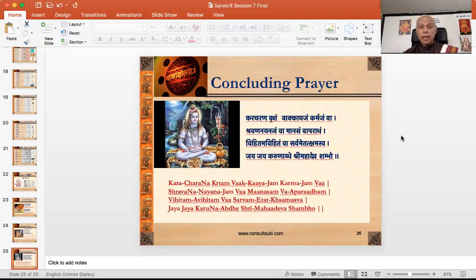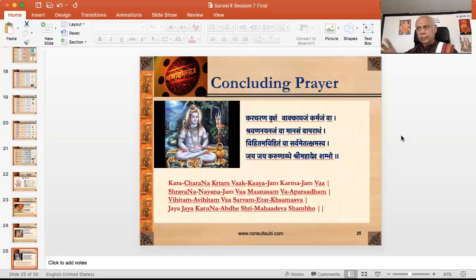Who? Jaya Jaya Karuna Abde. Karuna means compassion. Abde means ocean. The ocean of compassion. Victory to you, Sri Mahadeva Shambho. Referring to Lord Shiva. Mahadeva and Shambho both are the same, but here they are given to give the emphasis that it is to Lord Shiva. So it's a beautiful slokam. And there is a song also called Shambho Mahadeva, which actually follows this prayer in one of M.S. Subbulakshmi's recordings.